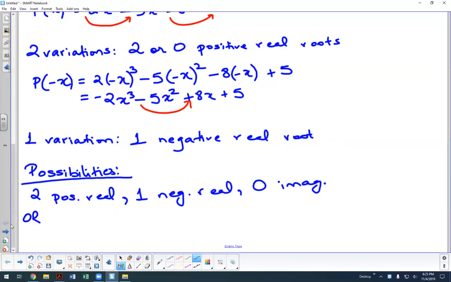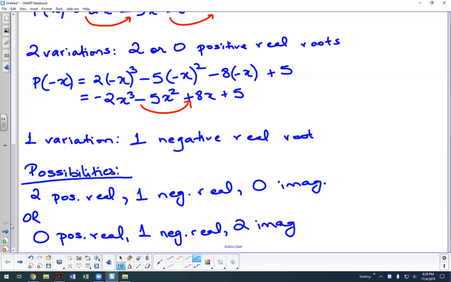What's our other possibility? 0 positive real roots. Yeah, because remember your positives is 2 or 0, so you can have 0 positive real roots. How many negative? 1. Yeah, 1 is a constant, so we will definitely have 1 negative real root, which means how many imaginary? 2, because it should always add up to a total of 3 roots. So we will either have 2 positive and 1 negative, or 1 negative and 2 imaginary. That's what Descartes' rule is telling us.